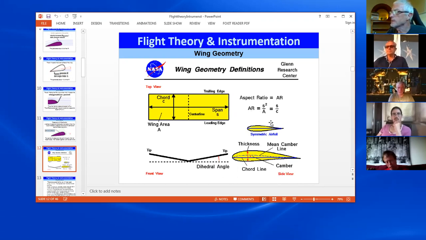So an aspect ratio is quite simply that. It's the span of the wing divided by its chord, and the chord is the distance between the trailing edge and the leading edge. Keep it simple. So basically, as you probably noticed, the higher the aspect ratio, the thinner the wing. If you take a look at something like a sailplane, a sailplane wing probably has an aspect ratio of about 50 to 1, 60 to 1, something like that. Very long, very thin. So you get a very high aspect ratio.